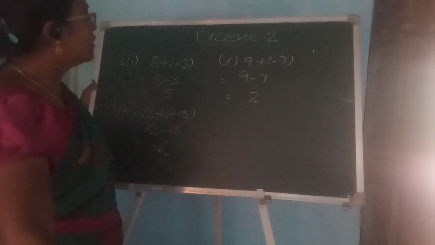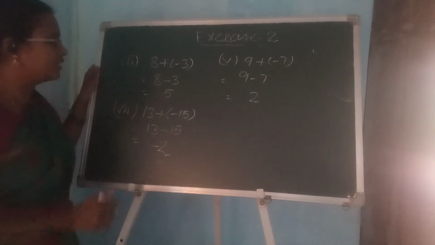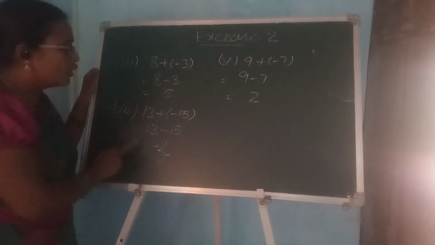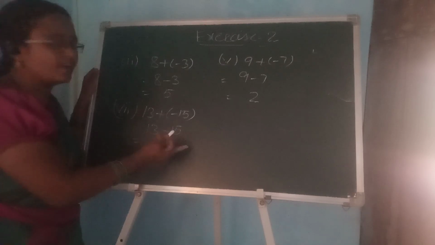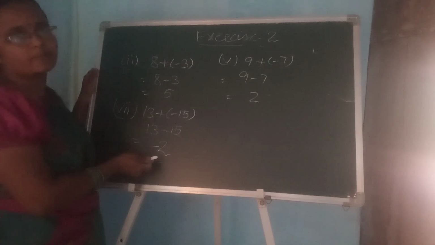Now we shall go for the remaining problems. I think you have understood here. Once again I repeat this problem. Listen here. 13 plus into minus is minus, 13 minus 15. And look here, among the numbers 13 and 15, 15 is the bigger one, and before the bigger number we have the minus symbol. That's why it becomes minus 2.